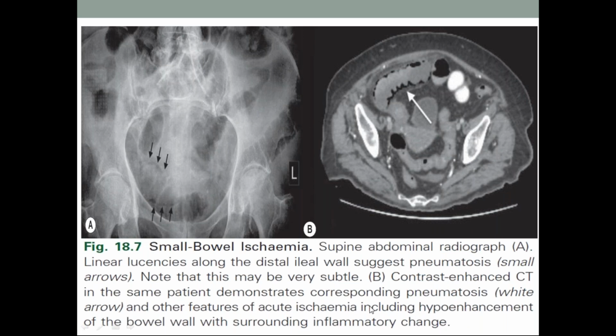In this condition, they will give you hyper enhancement of the bowel wall and surrounding inflammatory changes. You just make a note. That's it. We will concentrate on this radiograph only. These are the thin linear lucencies in small bowel ischemia we have to look for, and the valvulae conniventes, which I told you I will show you.